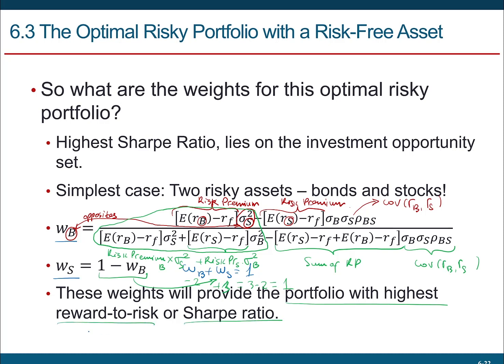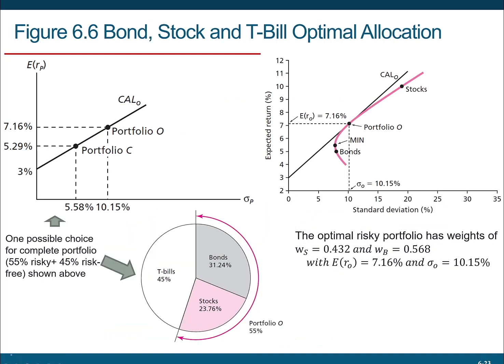And please remember that Sharpe ratio and reward to risk or reward to variability, you may see this term in the homeworks, is the same thing. Okay. All right. So once we apply the formula, what do we get? We get the weights for the stock of 0.432 and the weight for the bonds of 0.568.